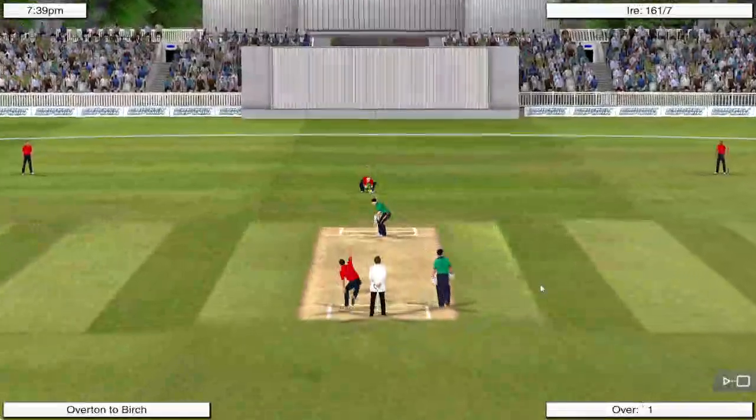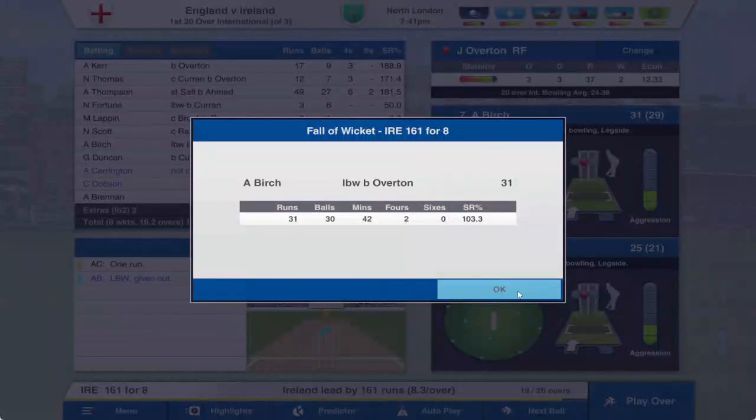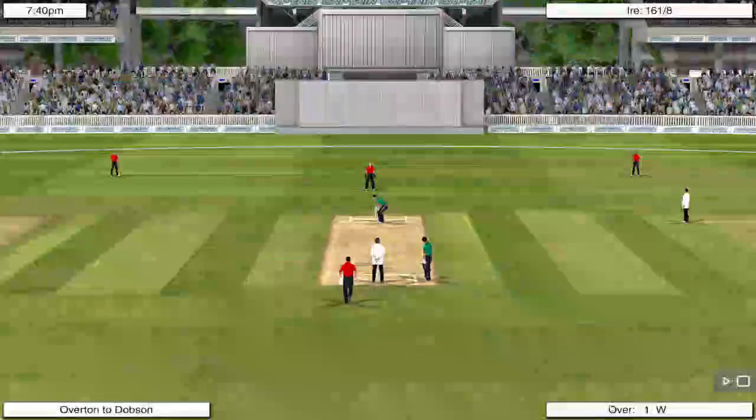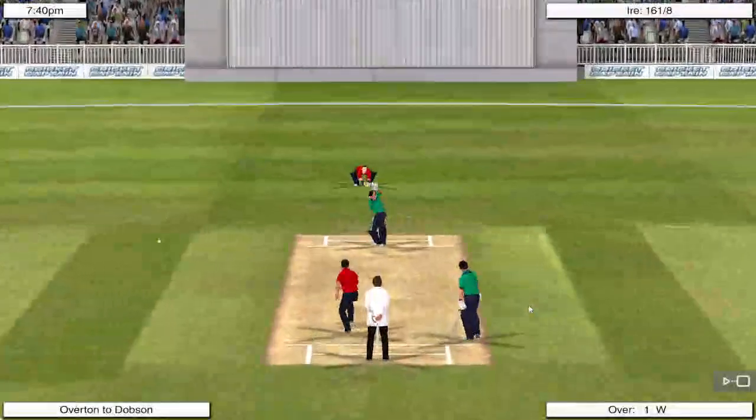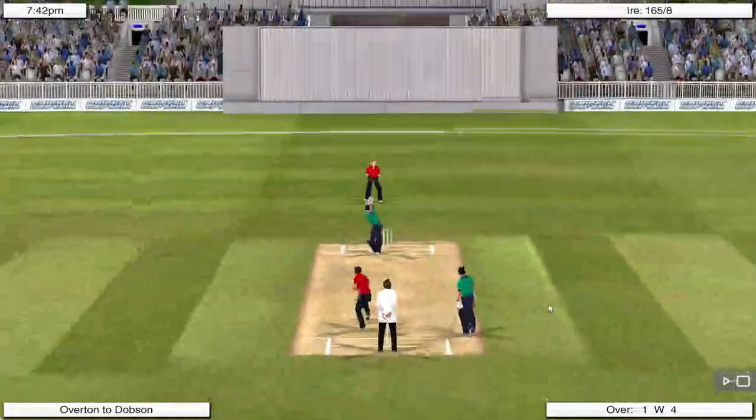And now Overton with the last over of the innings. Is that the wicket? Yes, it is. Birch has to go. Ireland have made a good score. They would like to get two fours maybe in this over and get it to 170 plus.